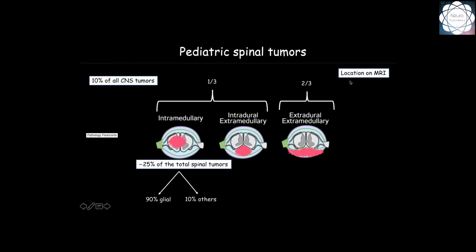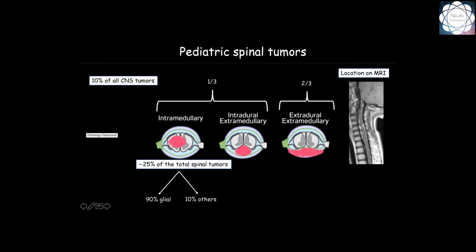And regarding localization, MRI is very important, but sometimes it might be misleading. For example, in this case, we suspected a subpial infiltration, but on axial, you can see that they are actually two nerve sheath tumors with an intradural, extradural extension.